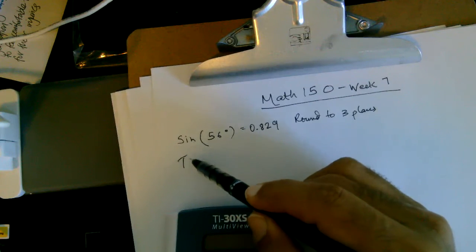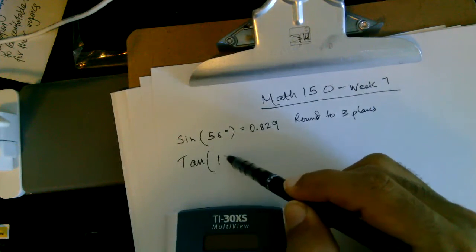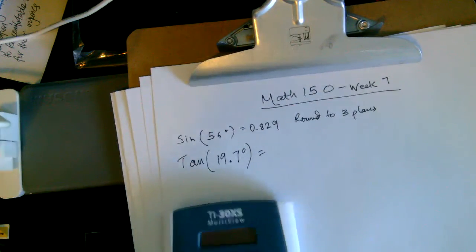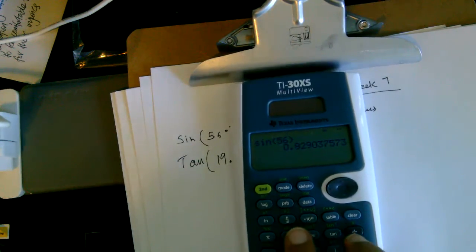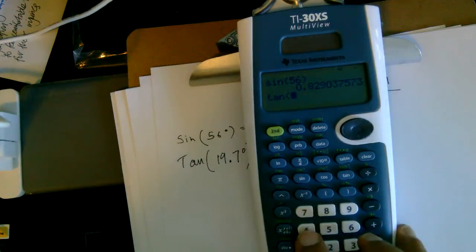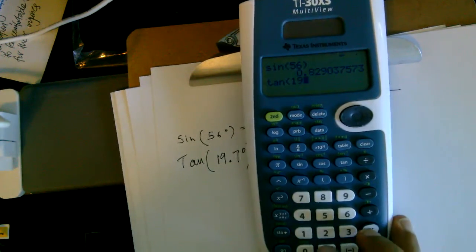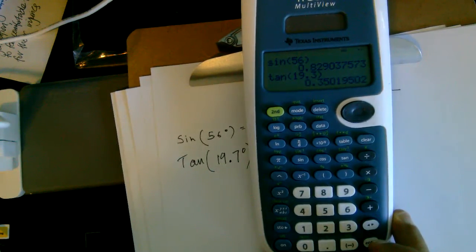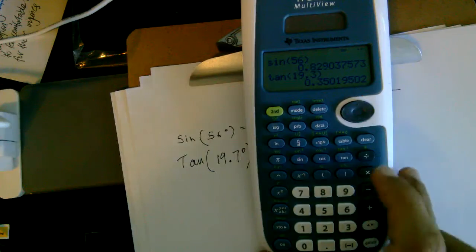Similarly, in the next example, let's say I want to find tangent of 19.7 degrees. So I repeat, this time I press the tangent button, tangent of 19.7, close, enter, gives me 0.350.